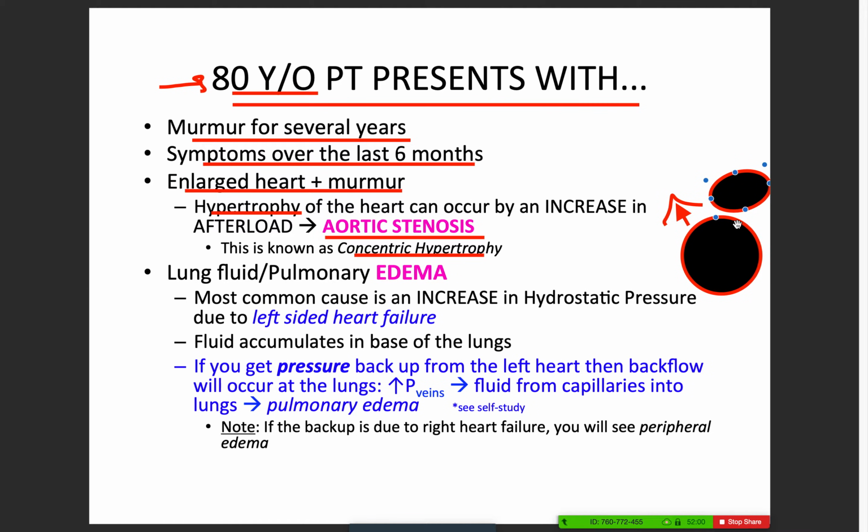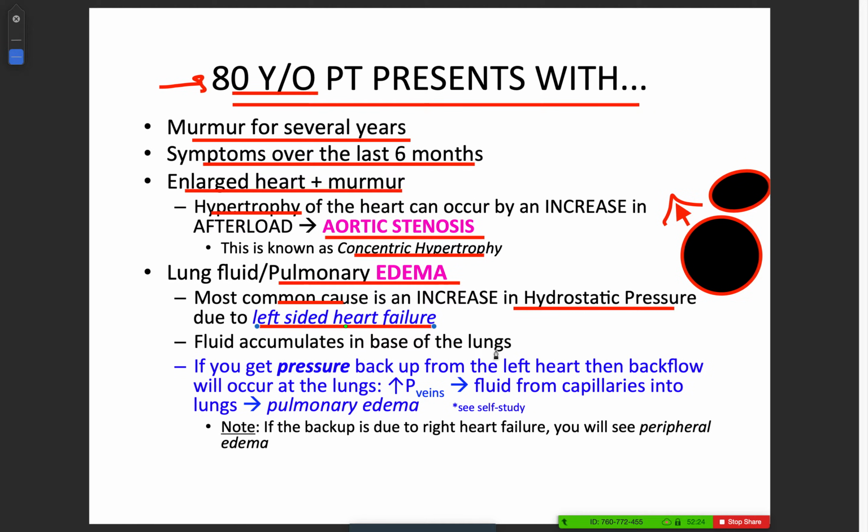It's going to get into the alveoli, and we end up with something called pulmonary edema. All that pulmonary edema means is fluid within the alveoli. Okay? So, great. Most common cause of pulmonary edema is an increase in hydrostatic pressure due to left-sided heart failure. And that is what's happening to this gentleman as his heart is getting larger.